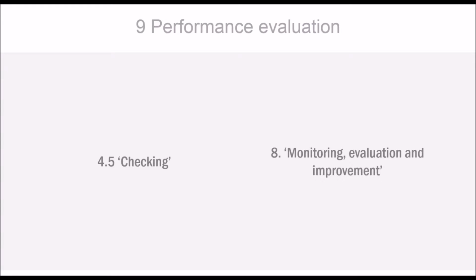This is Clause 4.5, checking, in ISO 14001, and Clause 8, monitoring, evaluation and improvement in ISO 9001. And the content is much the same as previously. The organisation must decide what needs to be monitored and measured, and what methods to use and how often this is done. There are no requirements for an internal audit procedure anymore, but they still have to be conducted at planned intervals.